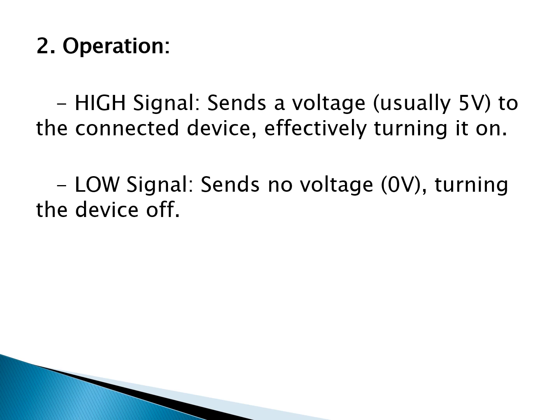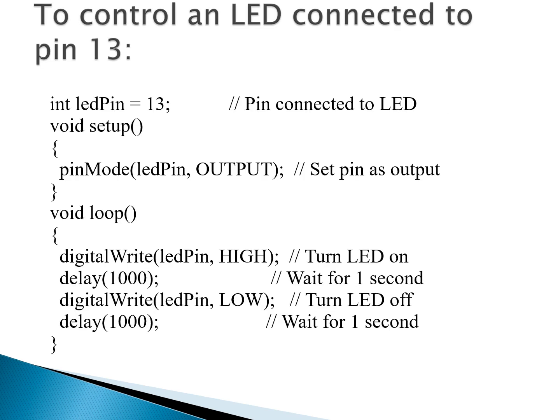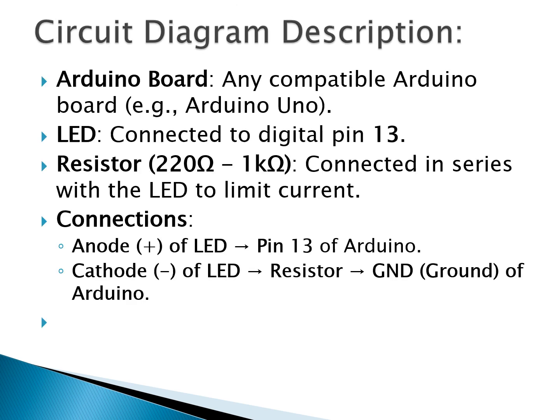Operation. A high signal sends a voltage, usually 5 voltage, to the connected device, effectively turning it on. A low signal sends no voltage, that is 0 voltage, turning the device off. To control an LED connected to pin 13, this is the program to control an LED which is connected with pin 13.